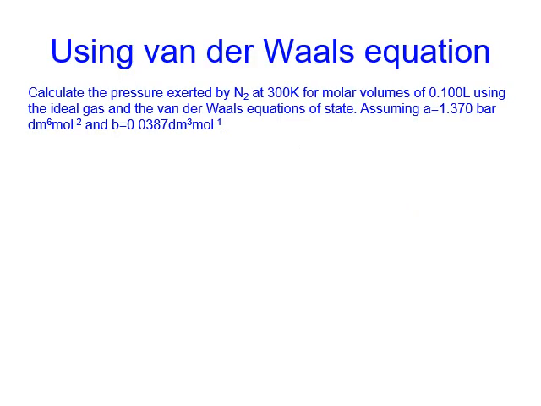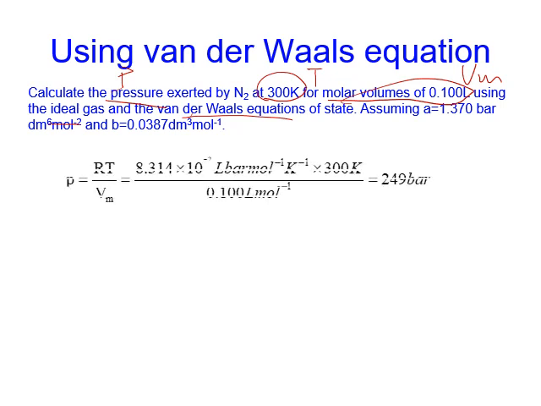In this sample question, the nitrogen temperature is given, and molar volume is given. It asks you to calculate the pressure. First treat it as an ideal gas, and then use the Van der Waals equation. So for an ideal gas, we use the ideal gas law, PVm equals RT. P equals RT divided by Vm.